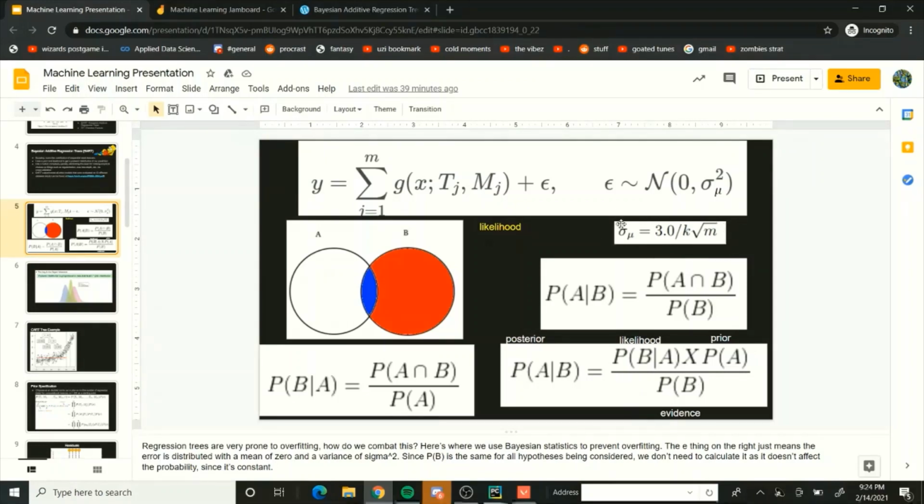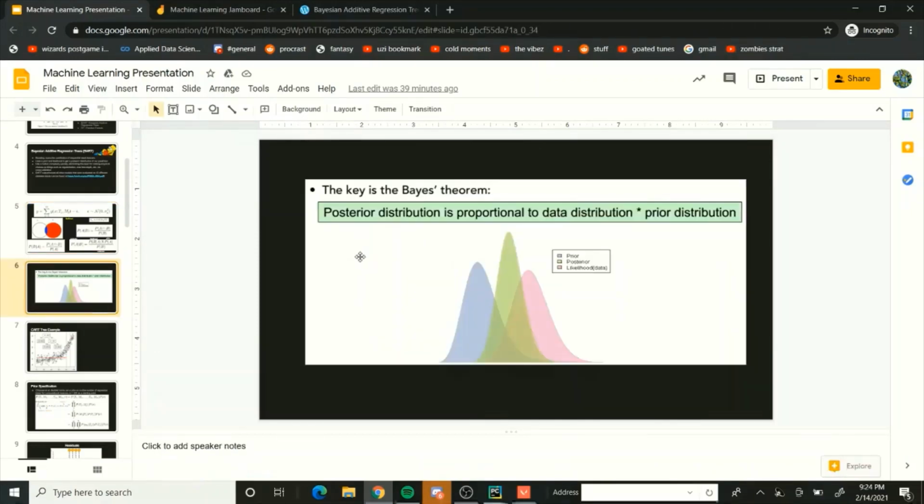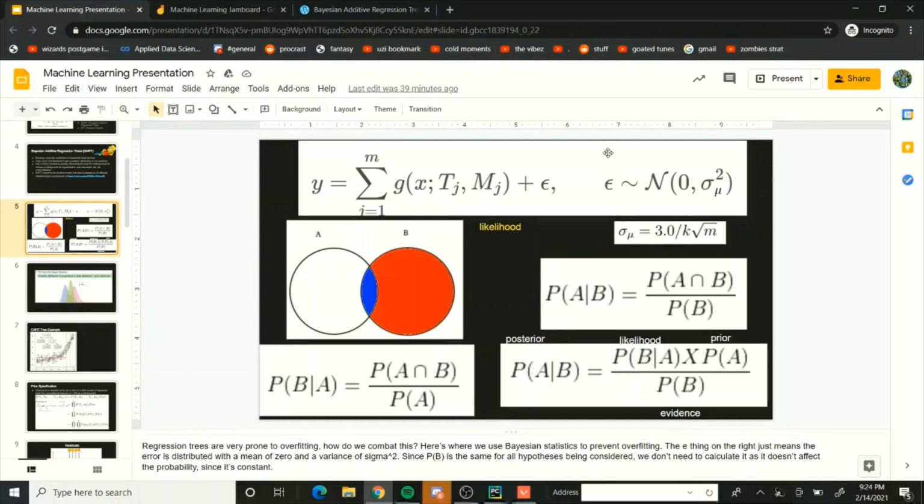Just know that K is usually 2 and M is usually 200. I'll describe why later. And this is the standard deviation of that E distribution.